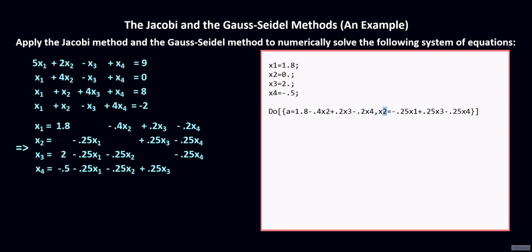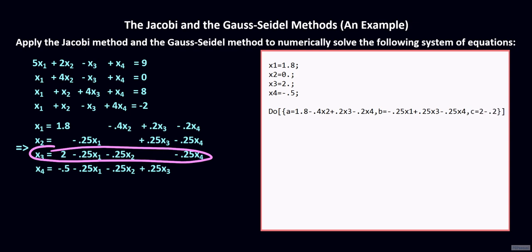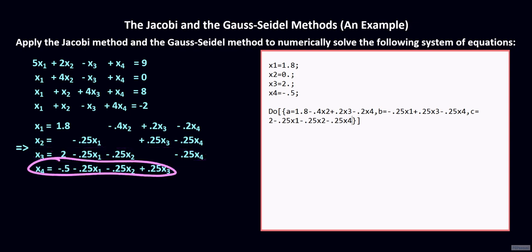We do the same thing for x2, so that for the second equation, we have the temporary variable b equals minus 0.25x1 plus 0.25x3 minus 0.25x4. For x3, we have the temporary variable c equals 2 minus 0.25x1 minus 0.25x2 minus 0.25x4. And for x4, this time we have the temporary variable d equals minus 0.5 minus 0.25x1 minus 0.25x2 plus 0.25x3.